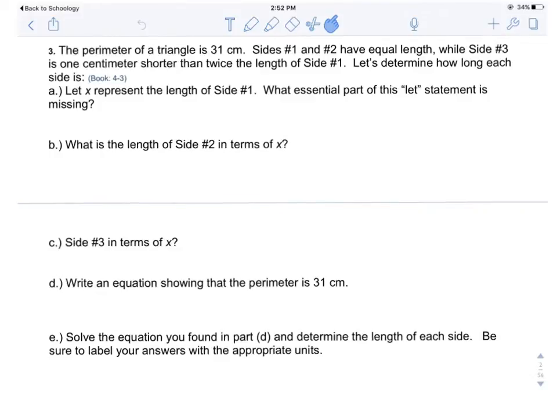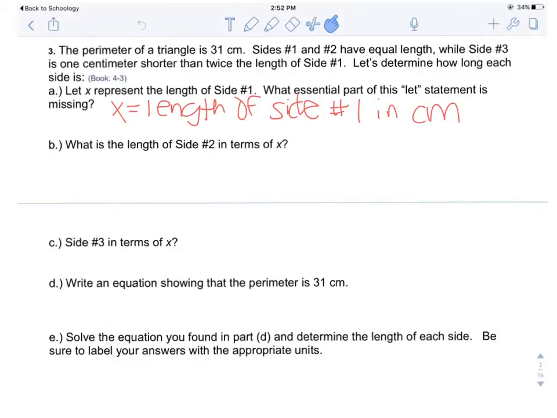For part A, let x represent the length of side 1. So what essential part of this let statement is missing? The first thing we're going to do is say that x is going to equal the length of side 1. Now it says that something is missing, and anytime we're talking about something with a unit of measurement, we need to include that. So x is going to be the length of side number 1 in centimeters.